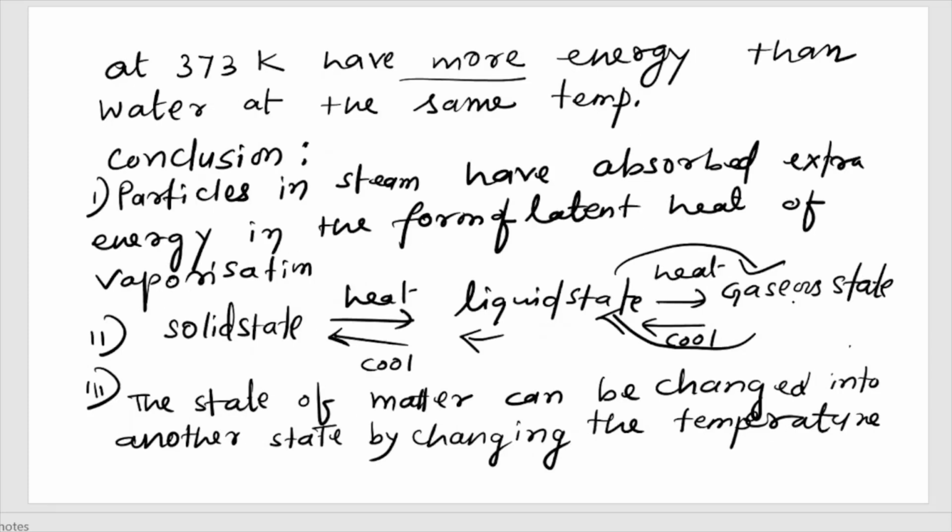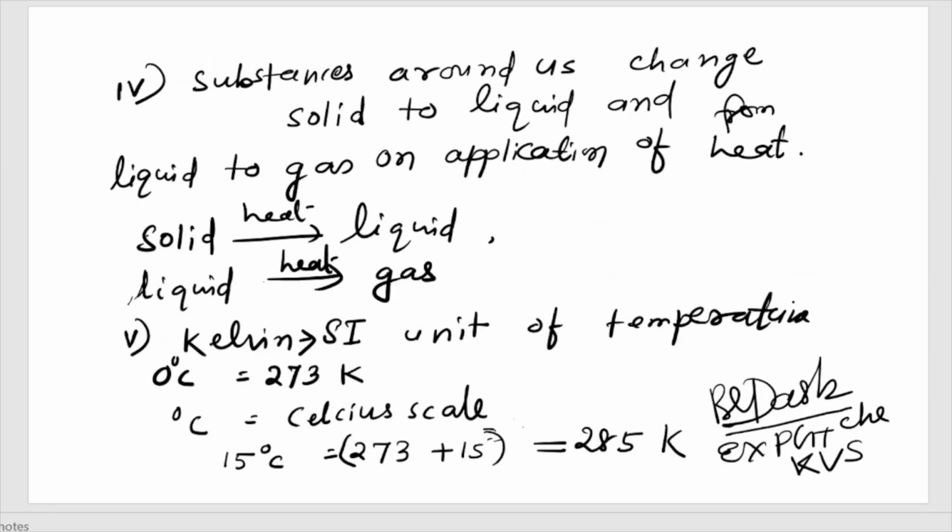Solid state को heat करने से liquid बनता है, liquid को heat करने से gas बनता है, gas को cool करने से liquid बनता है, liquid को cool करने से solid बनता है. The solid matter can be changed to another state by changing the temperature and pressure.